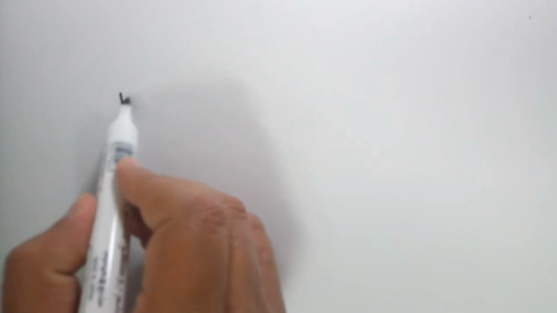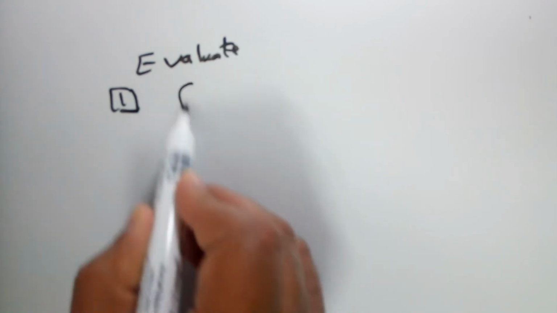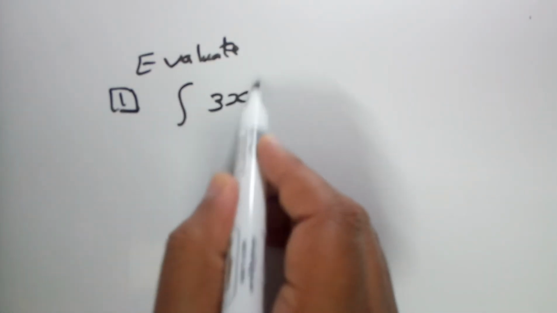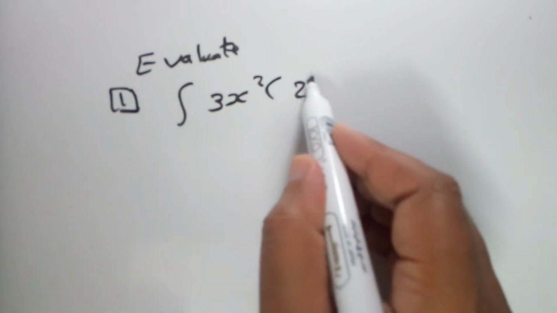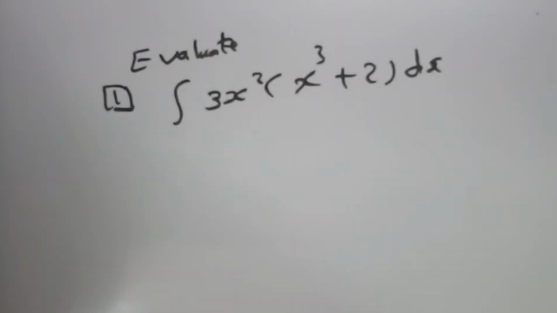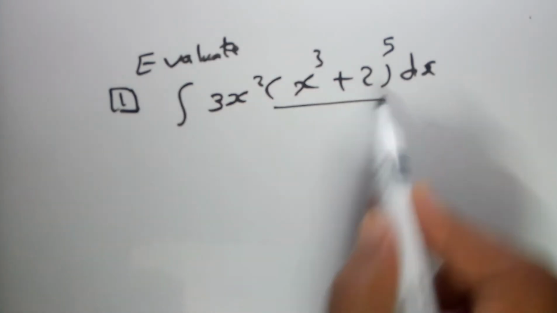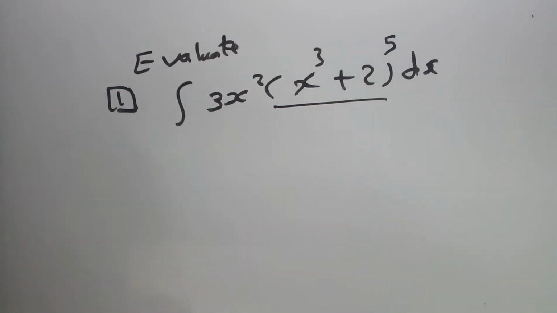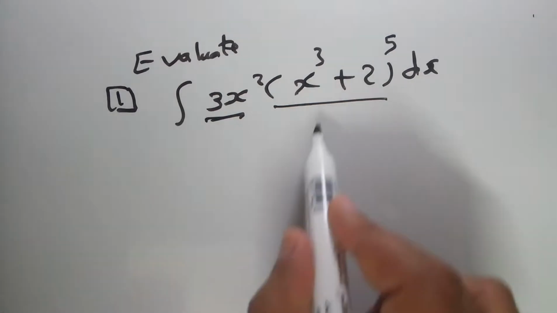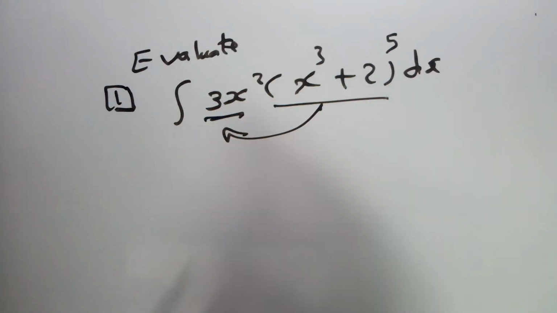Example 1. Evaluate the integral of 3x squared multiplied by x cubed plus 2, all to the power 5, dx. Here this function is f of x or u, and this function is the derivative of the inner function. X cubed, its derivative is 3x squared, and 2, its derivative is 0.